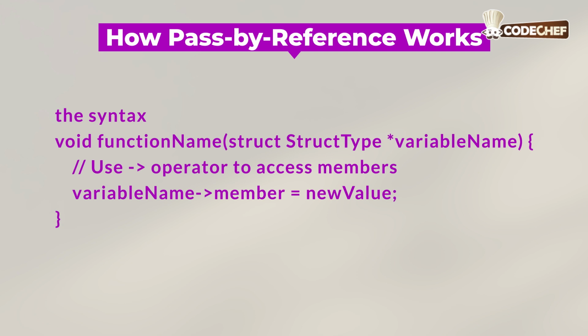You notice the asterisk. This means the parameter is a pointer to a structure. When you call this function, what happens is you pass the address of s1 using the AND operator. The function receives a pointer. The function uses the arrow operator to access members. Any changes directly modify the original structure and no copying happens, just passing an address.